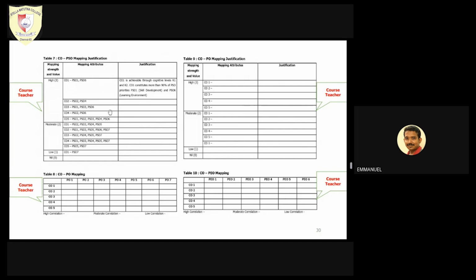We have given justifications for three mappings, that is, the mappings given by the course teacher: CO with PSO, CO with POs, program outcomes, and CO with PEOs, program educational objectives. For these three, after giving the mapping, we immediately gave the justification.